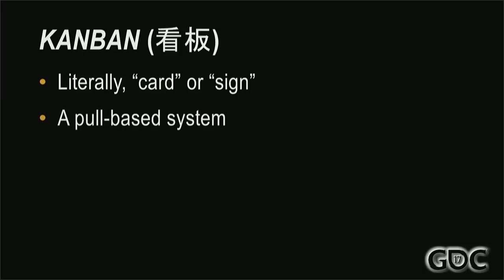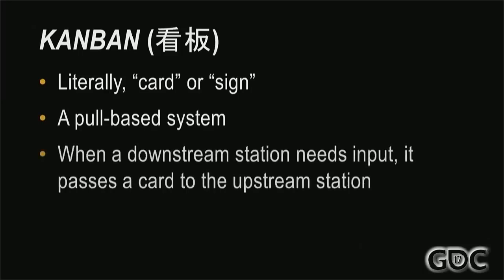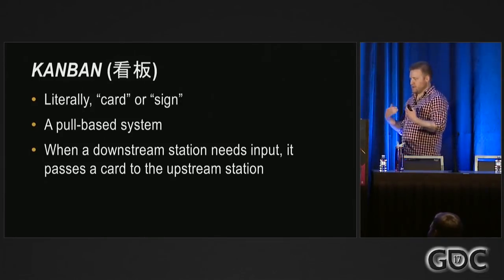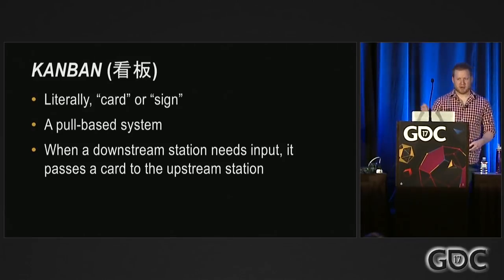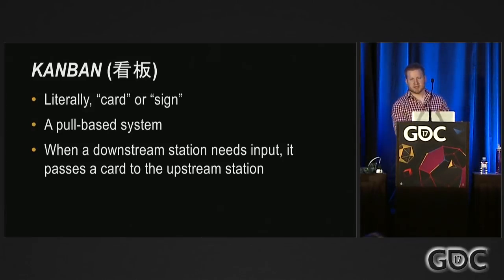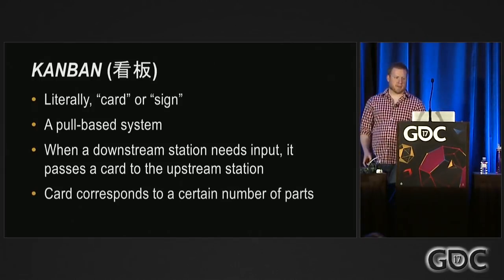Next up is Kanban. You know, with experience with Agile and Scrum, you might have encountered Kanban. It literally translates as card or sign. I've also heard billboard. It's what's known as a pull-based production system. And what that means is if I'm the downstream guy, if I'm the guy who puts doors on the car, when I'm out of doors, I put a card in a cart, I send it to the person who assembles the doors, he assembles a bunch of doors, puts them back in the cart, sends it back my way. And that card corresponds to a certain number of parts. I can't just say, give me 7 doors, give me 3 doors. We can only communicate numbers and requests via cards.